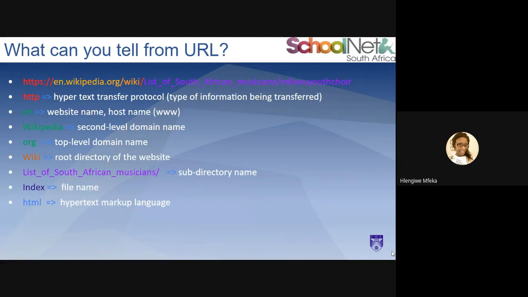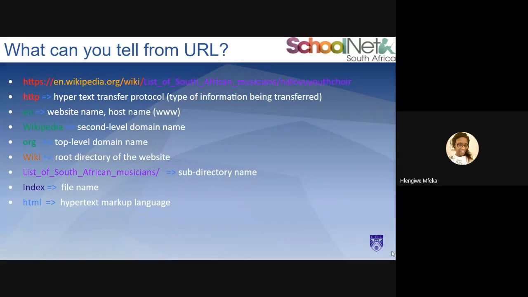So let's look at this one. We have this URL from Wikipedia, which is a list of South African musicians in Ndlovu Youth Choir. Maybe some of you have heard of this popular Ndlovu Youth Choir. If we were in a face-to-face session, I was going to play a video of these amazing young kids. Right, so let's look at this URL. Let's try to break it down.